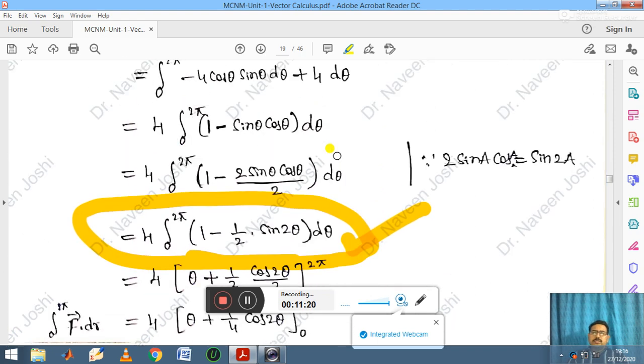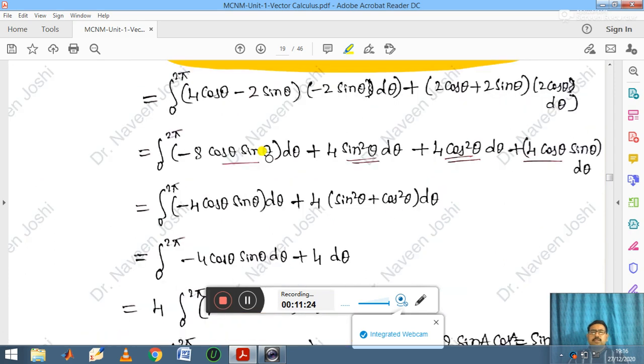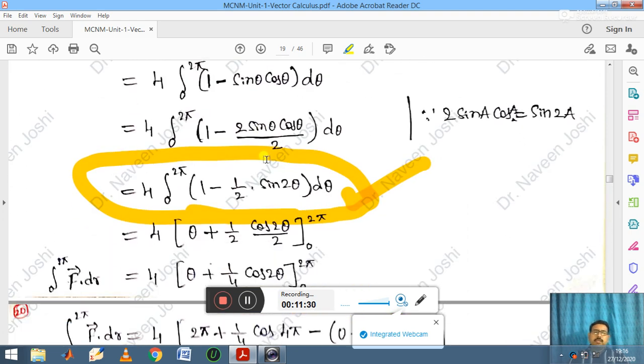Then you have chosen here the limit 0 to 2 pi. Why? Because the given curve denotes a circle. Okay, circle means what is the variation of theta? Angle 0 to 360 degrees. So 0 to 360 means we can consider the limit 0 to 2 pi. Okay, so that is the reason why we have chosen here 0 to 2 pi.